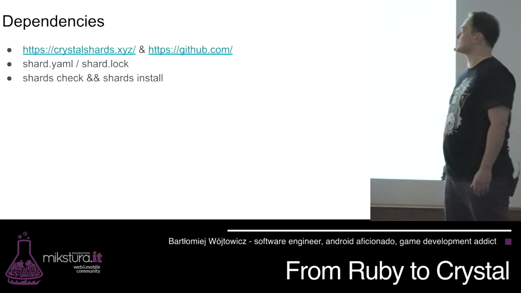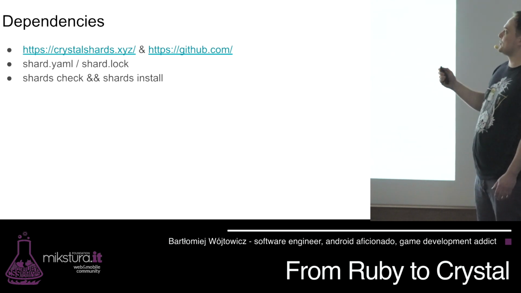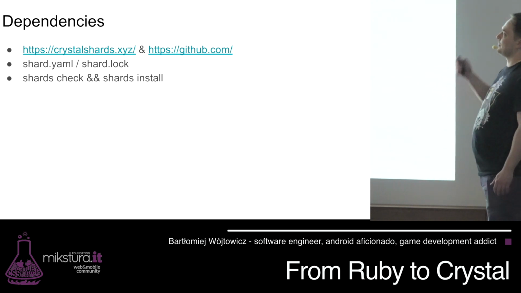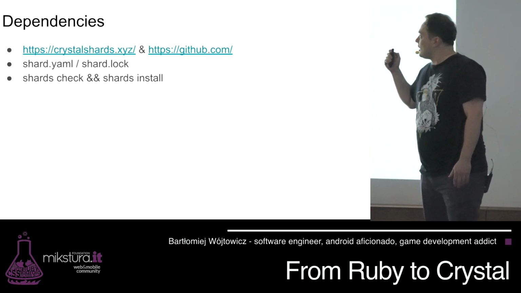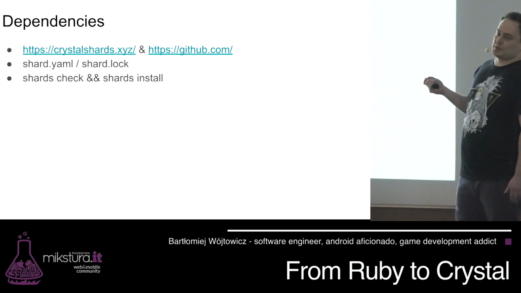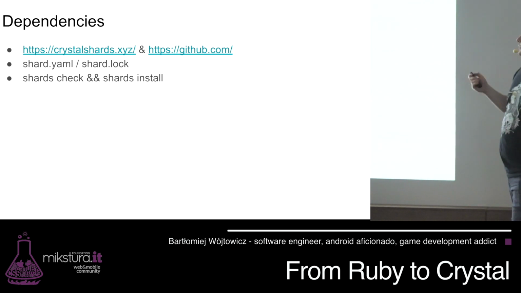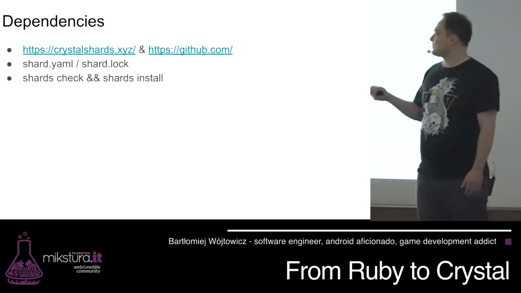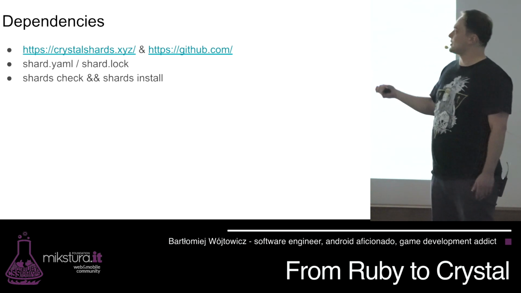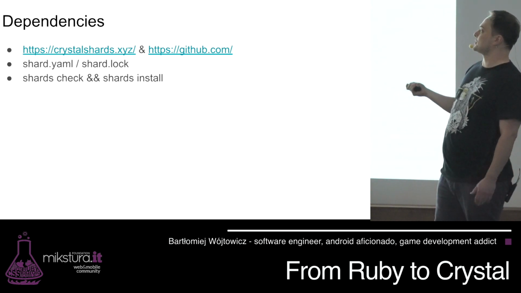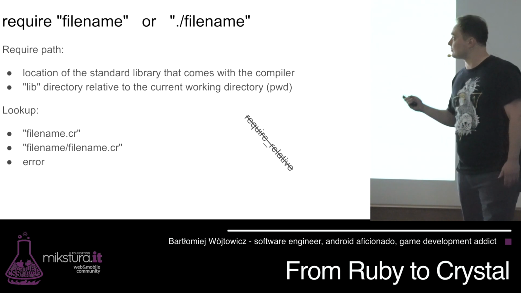Okay, so dependencies. In Ruby we have RubyGems and GitHub. For Crystal, we've got shards, Crystal shards, and GitHub. This is where most shards live. Okay, instead of the Gemfile and Gemfile.lock, we've got shard.yml and shard.lock. And instead of doing bundle check and bundle install, we're doing shards check and shards install.